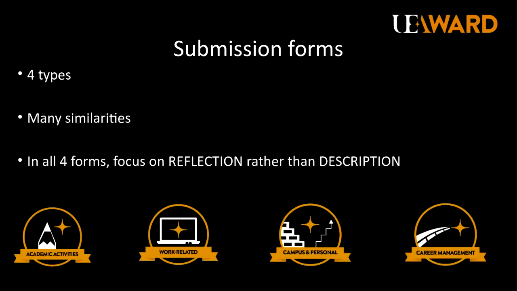Okay, so we're going to look at the practical elements of your award now. There are 4 categories, and as such there are 4 types of forms to fill in. There are many similarities between all of the forms, and in all 4 forms the focus is on reflecting on what you've done rather than just describing. I will talk to you in a moment about what we call the Carl framework, which is a really simple way of helping you do that.